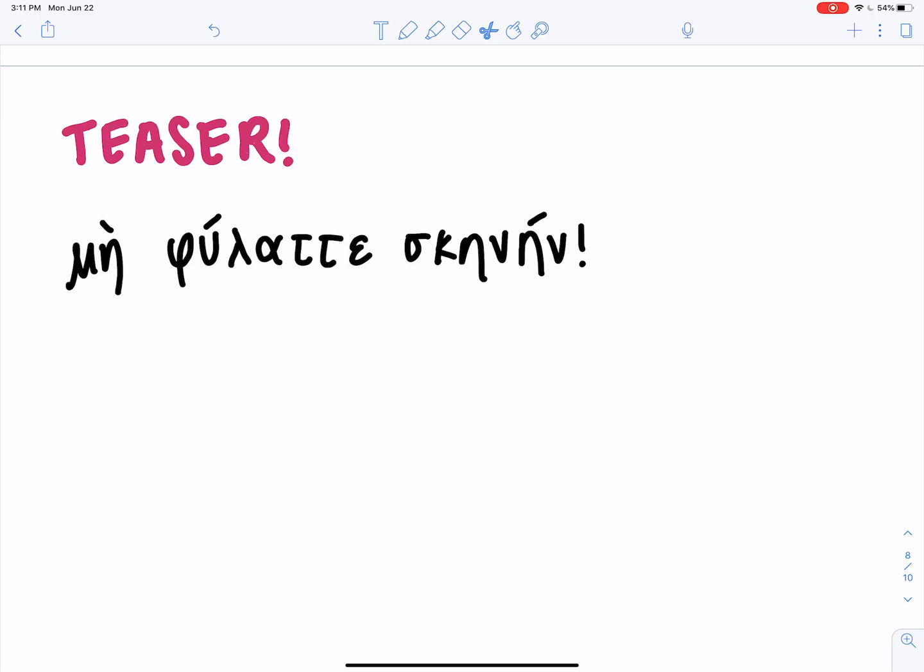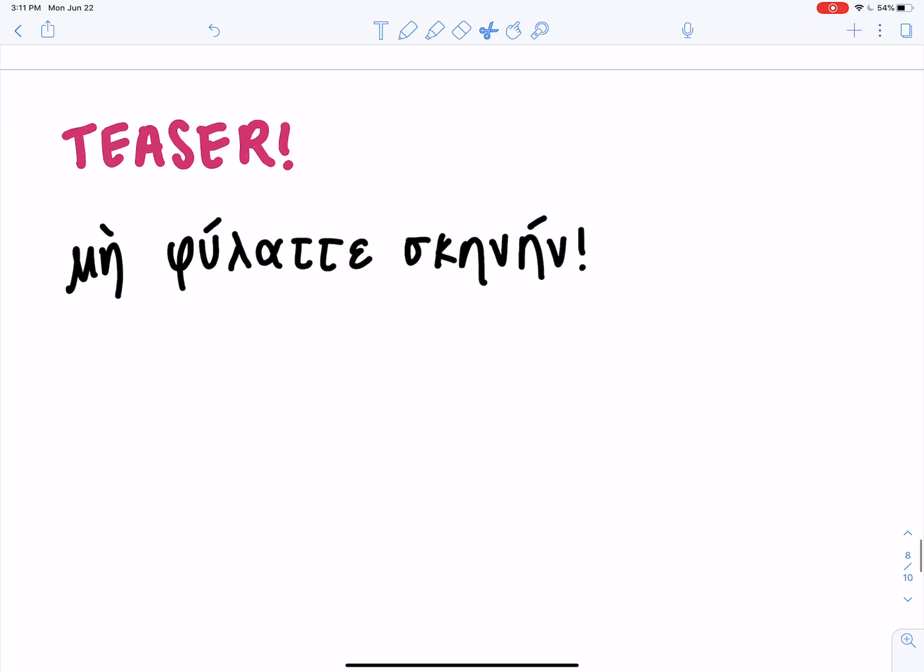So now let's translate this lovely sentence. Me, we learned, is the negative adverb, meaning not, and it's used with what? Imperative or indicative? Quick little quiz. Imperative. If you got that right, great job. If you didn't, that's okay. Me, not, and then phulatte, well, we recognize that form as the second person singular present active imperative because of that epsilon ending. So we know that phulatto means guard or protect. So we'll use guard here. So me, not, or do not, phulatte, guard, skenen, the tent.